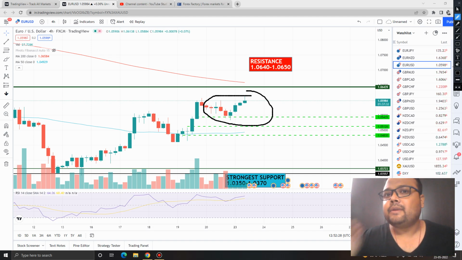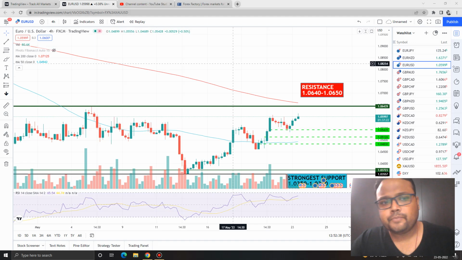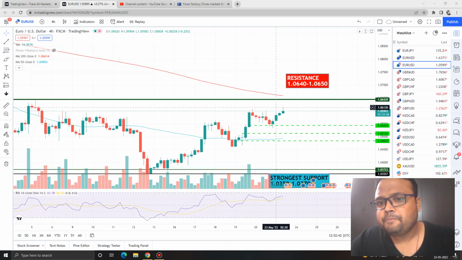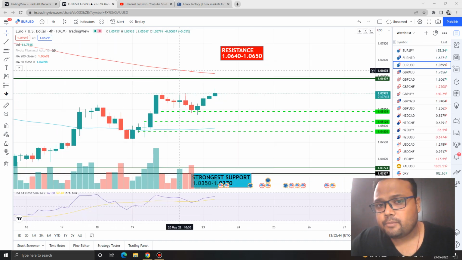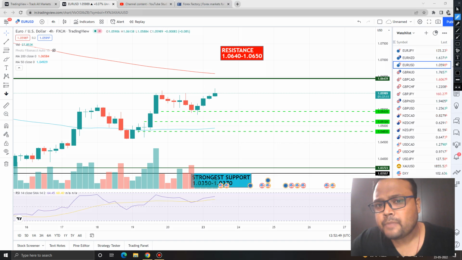The only reliable resistance, I think, on the chart of Euro USD is the green line that I have drawn here, the level of 1.0640 to 1.0650. I have already discussed this level because this level has witnessed strong price rejection previously, and we also have the 200 moving average as the dynamic resistance. So if we combine both factors here, there's a high chance that the market will face some selling pressure.